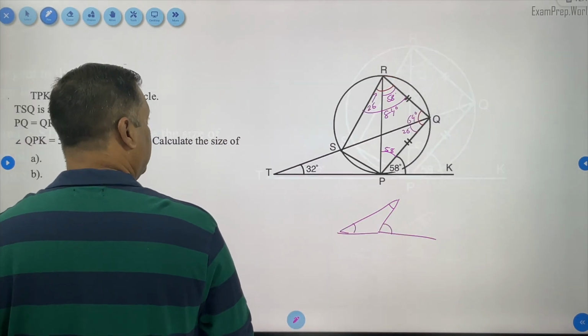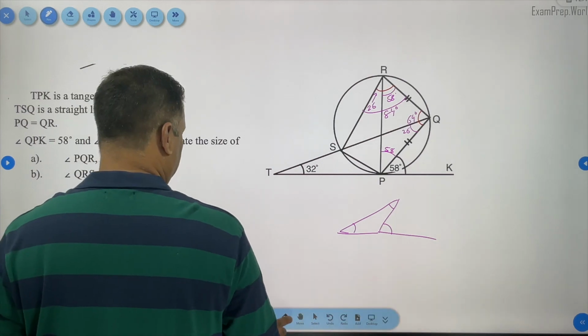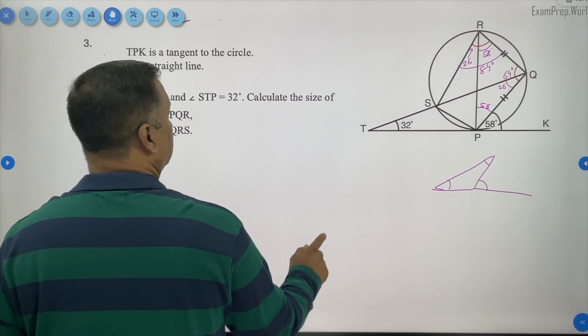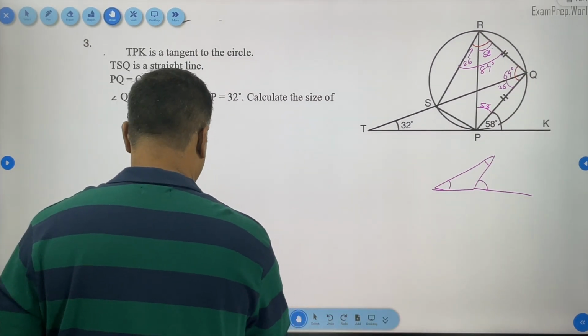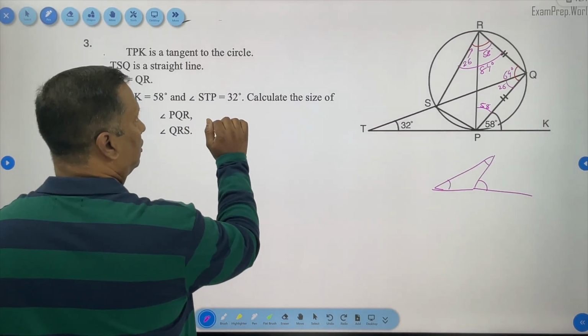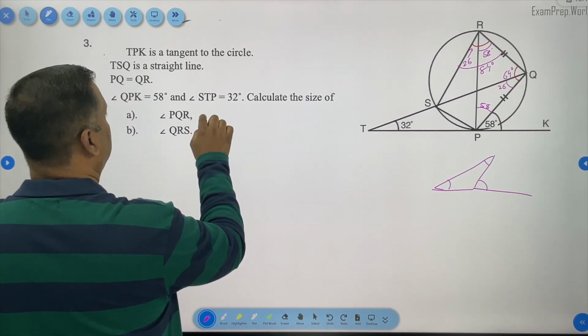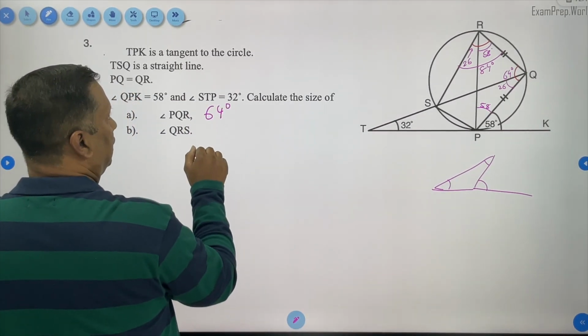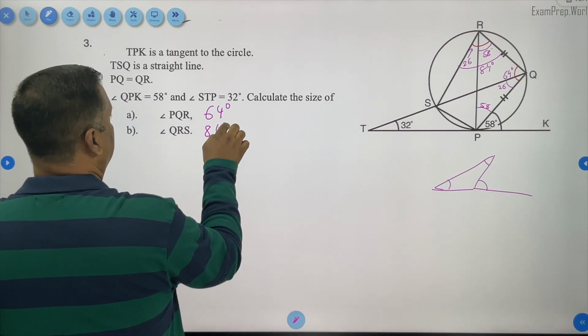Then I'll move it to the center. See, we are going to write the answers now. PQR is 64 degrees and this is 84 degrees.